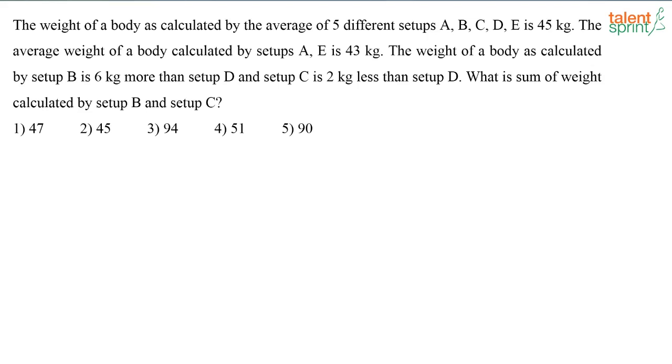I think this word setup and all is not required at all. See, weight of 5 different things, right? The average of A, B, C, D, E is 45. Average of A, B, C, D is 45.